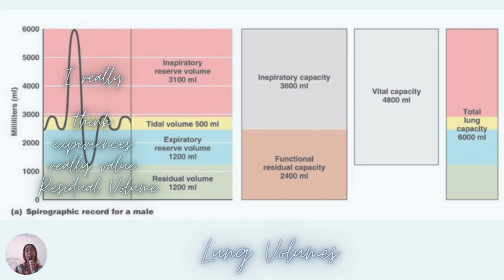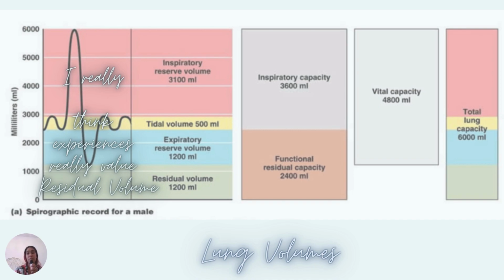Inspiratory reserve volume is the maximum amount of volume that can be inhaled further after a normal inhalation is already taken in. The expiratory reserve volume is the maximum volume of air that can be exhaled further, so after a normal exhalation has already been released. Then you have the residual volume, which is the minimum amount of air that needs to be present in the lungs. That prevents it from collapsing. You don't even really use that.